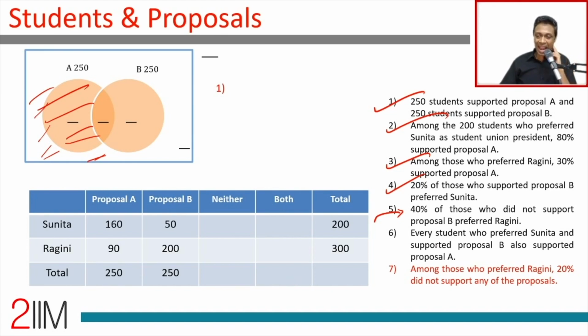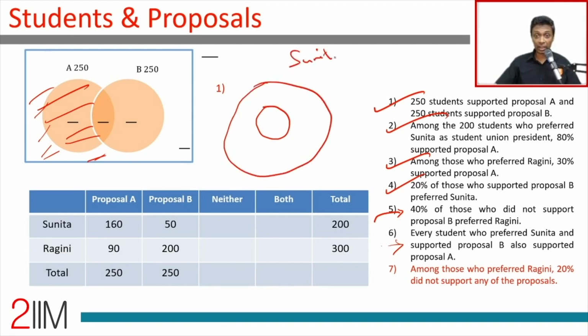Every student who preferred Sunita and proposal B also supported proposal A. This is interesting. Every student. So in Sunita, ones who supported proposal B also supported proposal A. Wonderful. So proposal B is a subset of proposal A. For candidates favoring Sunita, B is sitting inside A. Brilliant. So totally there are 200, of which this 50 sits inside this 160. So totally there will be 160, or neither, this number is going to be 40.